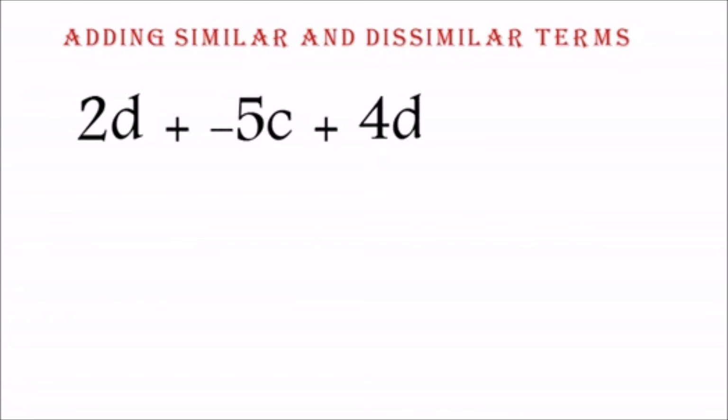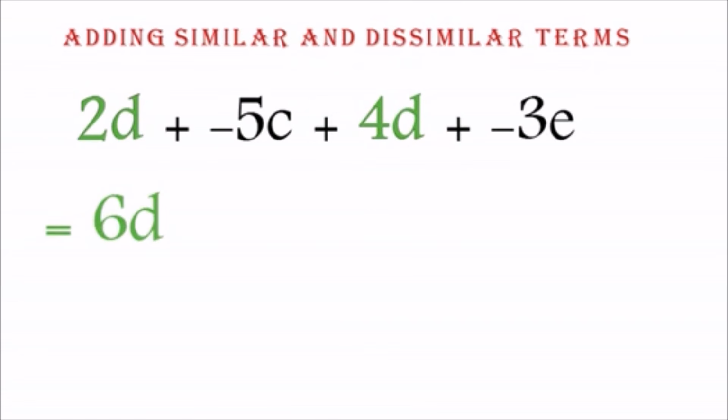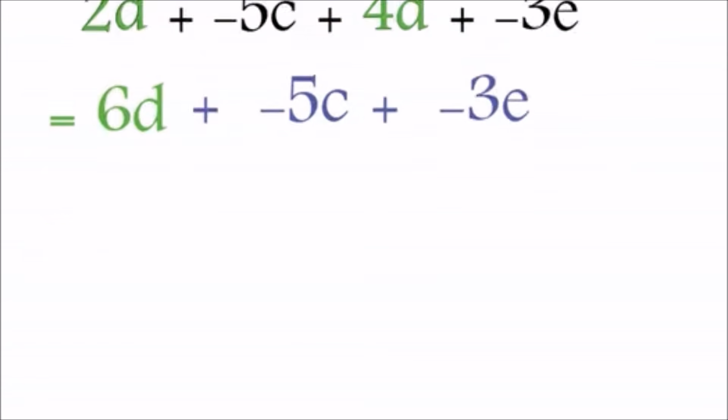Adding similar and dissimilar terms. Example, 2d plus negative 5c plus 4d plus negative 3e. First, add all the similar terms. The similar terms are 2d and 4d. Add them to get 6d. Finally, because you cannot add the dissimilar terms, just write the resulting terms, negative 5c and negative 3e.